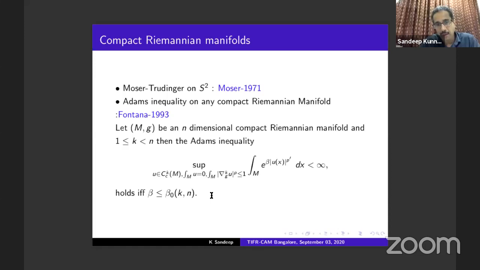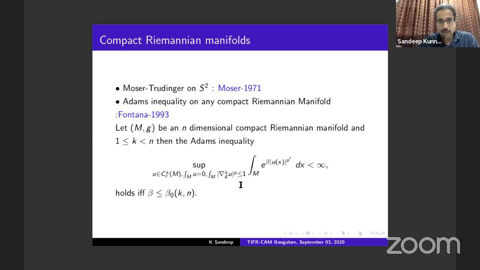The only observation you have to make here is that there is an extra condition, that the integral of u is equal to 0. This is needed because the manifold is compact. If you take any u, you can add a constant to it. Take any constant: the gradient of a constant is 0, but e to the power beta times that constant will go to infinity. So you have to kill those constants and have an extra condition. The condition which Adams introduced is that the integral of u over M is equal to 0. This is the extra condition you impose on a compact Riemannian manifold. The proof was more or less in the spirit of Adams, using the potential approach, writing the function as an integral against a kernel.